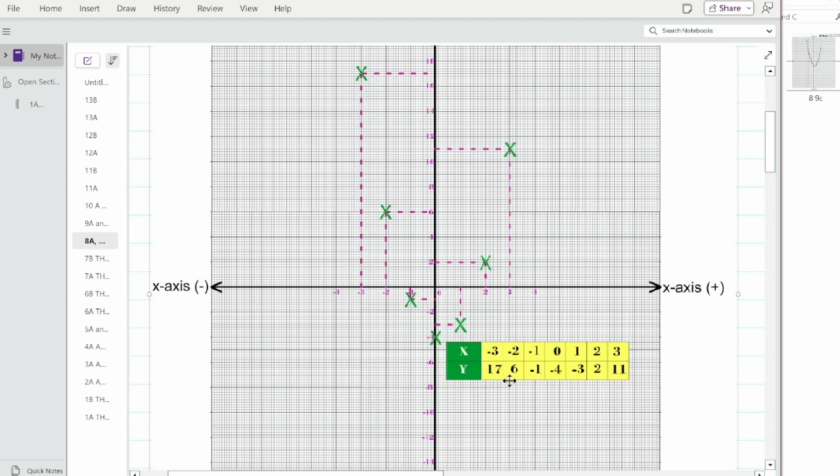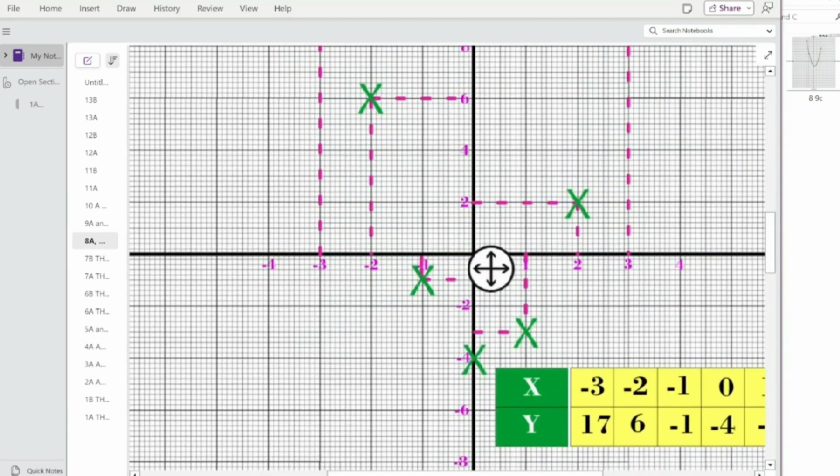This is it. Second point is when x is minus 2, y is 6. When x is minus 2, still on positive y, we have it as 6. So we'll make the mark there. When x is minus 1, y is minus 1. So we'll come down here and make our point.